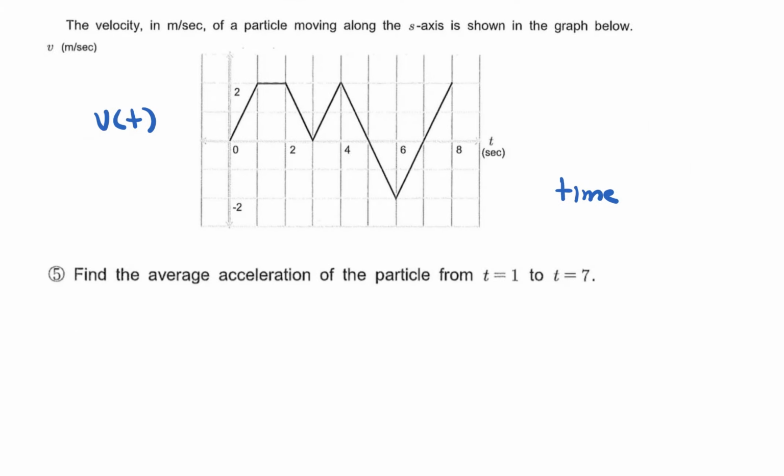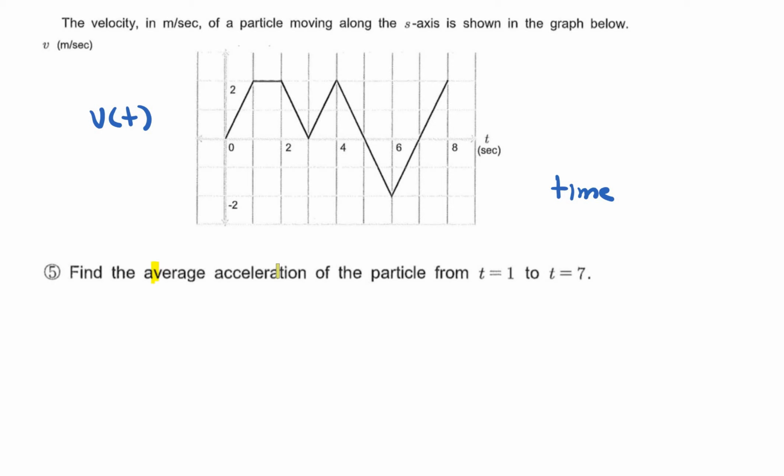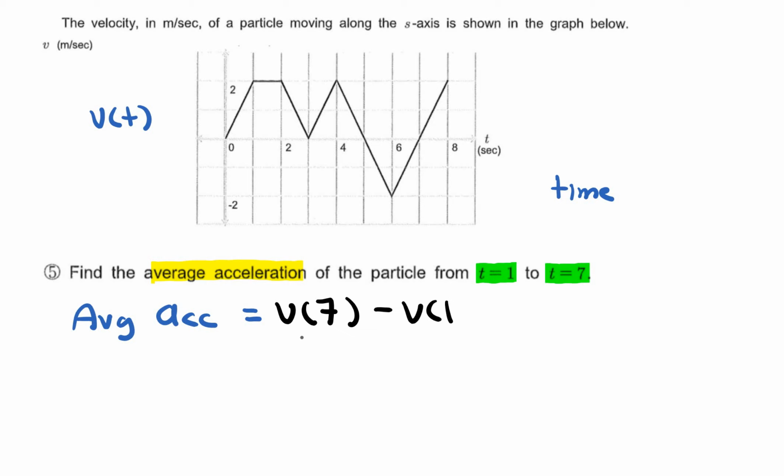Question number 5, I need to find the average acceleration. For average acceleration, I know that's just the slope of the secant line, the y2 minus y1 over x2 minus x1. And I want to find that from time t equals 1 to time t equals 7. So average acceleration equals y2 minus y1, which is going to be v of 7 minus v of 1, all divided by 7 minus 1.